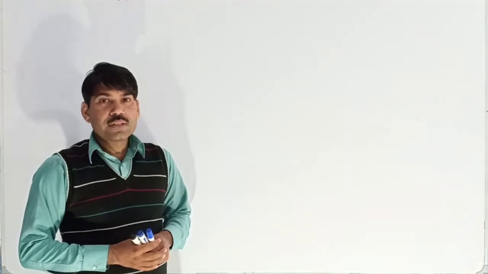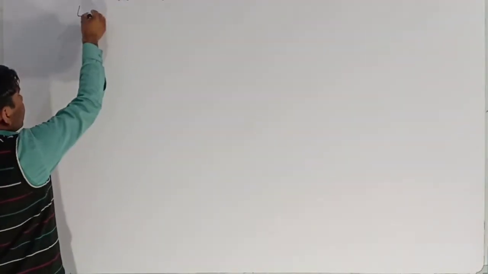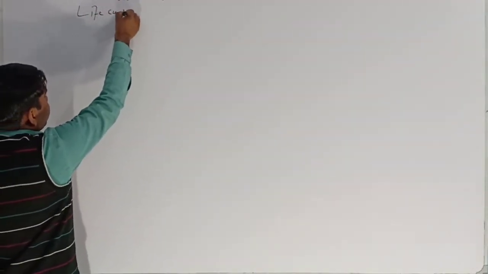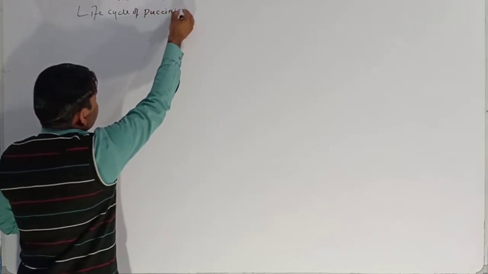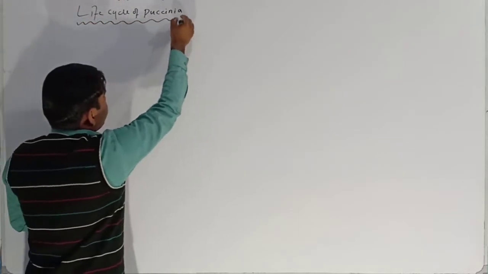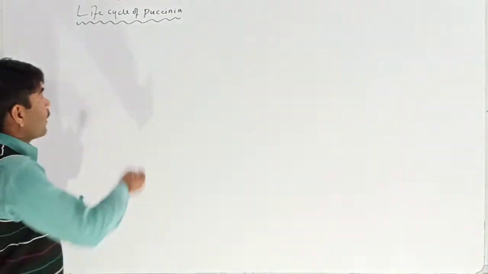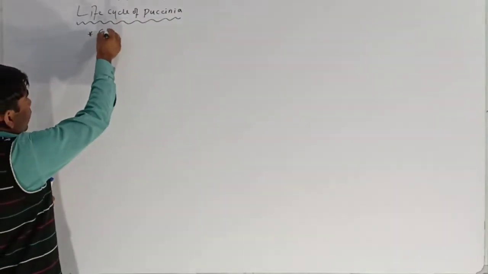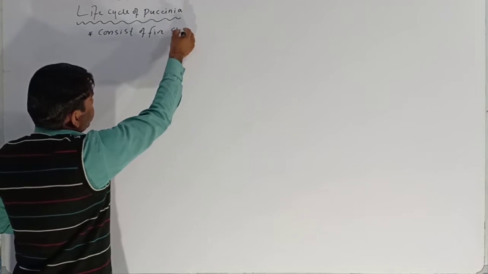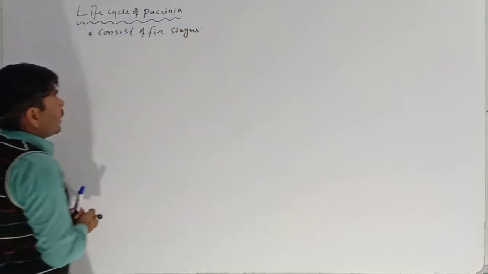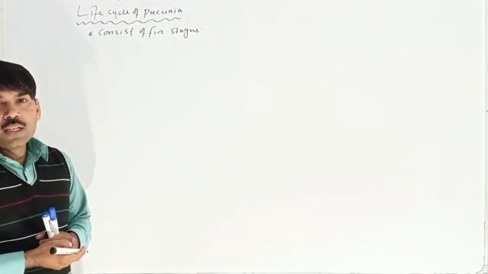Today we are going to discuss the life cycle of puccinia. So we can write here: life cycle of puccinia. When we talk about the life cycle of puccinia, it actually consists of 5 stages. So you can mention here it consists of 5 stages.